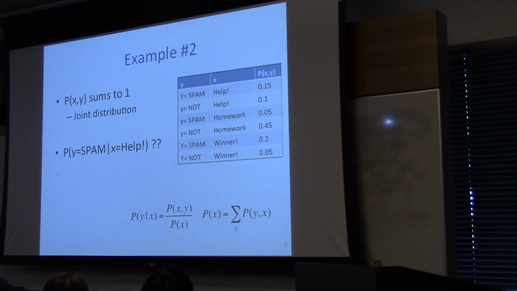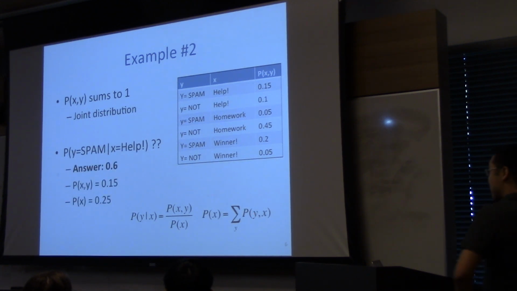Okay, let's ask a different question. Given that I have a document with the subject header help, what is the probability that this document is spam, according to this model? We'll talk about how to train these models later in the lecture, but suppose we've already trained the model, and this is exactly what it looks like. What is this probability? Well, we can apply the law of conditional probabilities. P of y given x is equal to the joint probability p of x comma y divided by p of x. And p of x, of course, is the marginal distribution, summing out over all the possible y's. So the answer is 60%, 0.6.